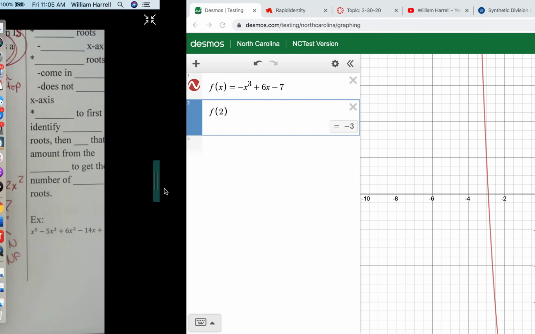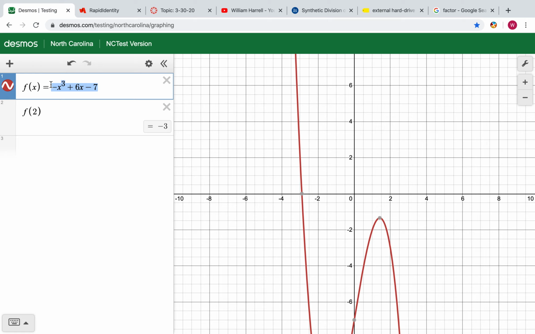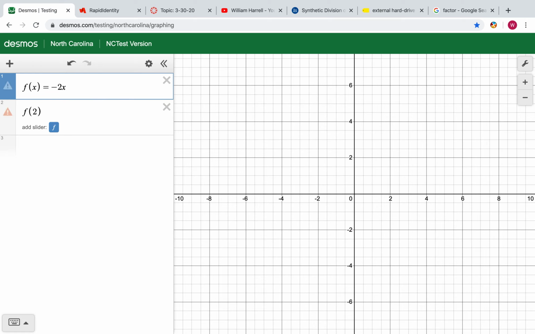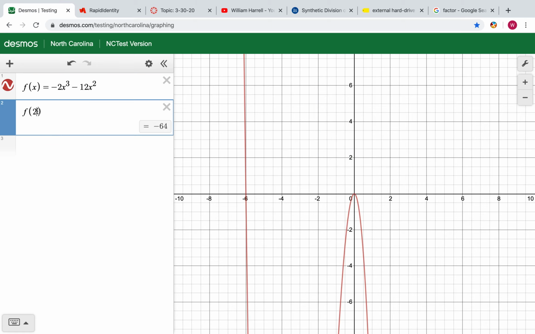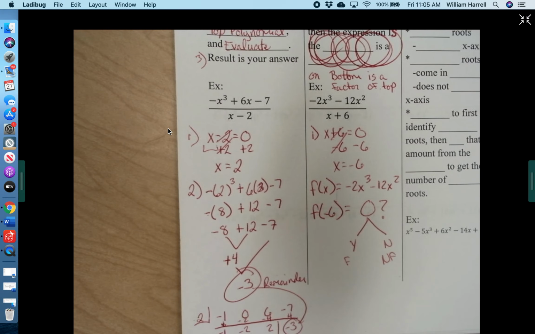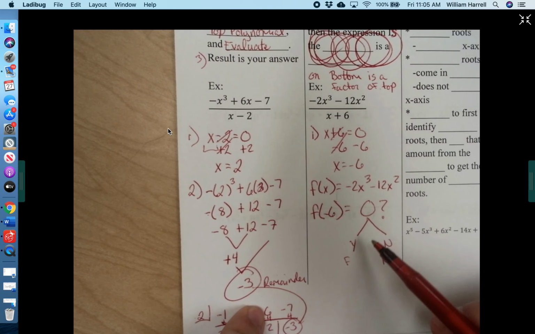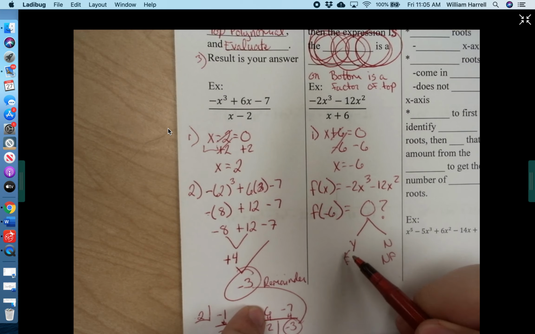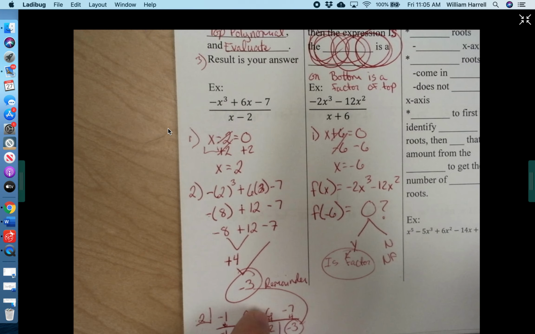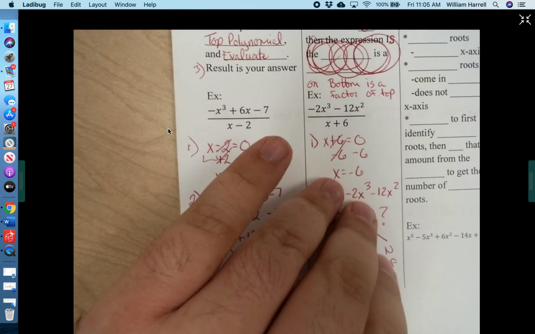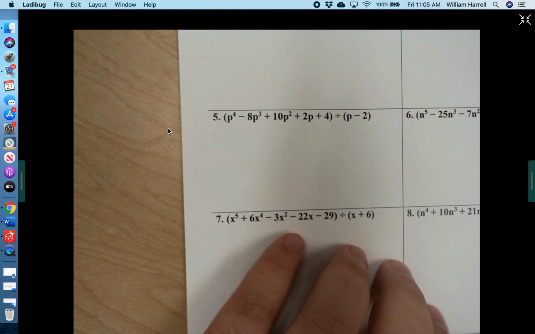So, negative 2x cubed minus 12x squared, and then f of negative 6 equals 0. So, does f of negative 6 equal 0? Yes. Then it is a factor. And I'm done.